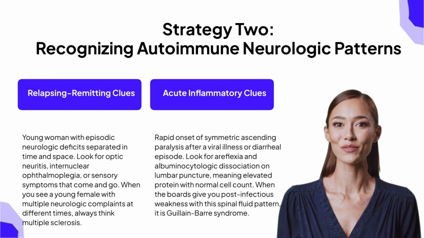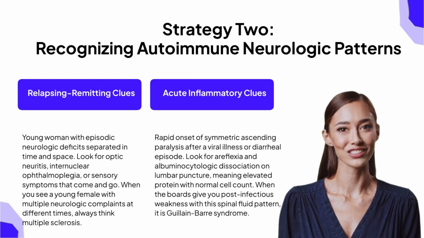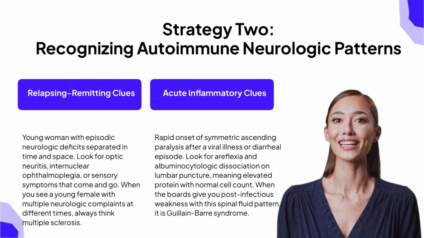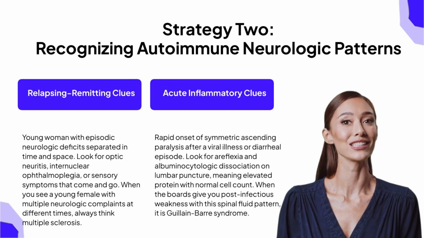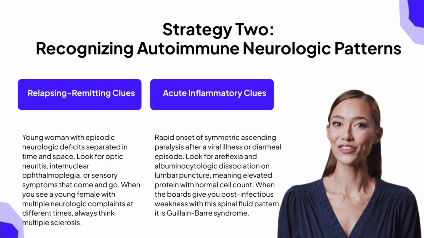Strategy 2 is about recognizing autoimmune neurologic patterns. The boards love to test multiple sclerosis and Guillain-Barré syndrome as autoimmune conditions. For multiple sclerosis, the key clue is a young woman with episodic neurologic deficits that are separated in time and space. Classic findings include optic neuritis, internuclear ophthalmoplegia, and sensory symptoms that come and go over weeks to months.